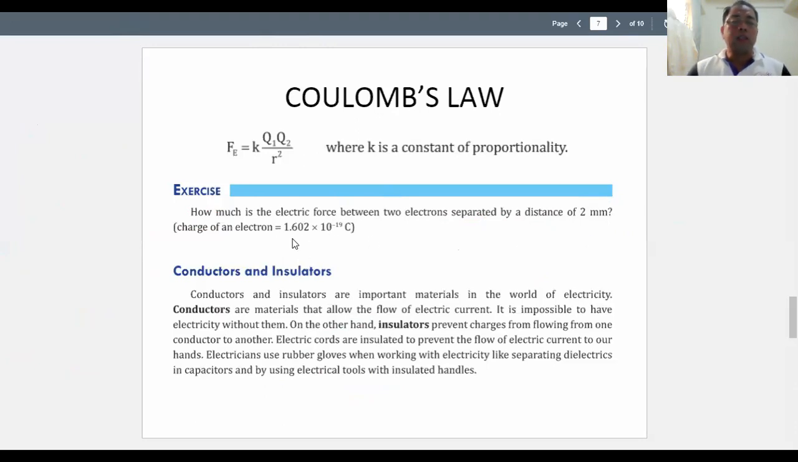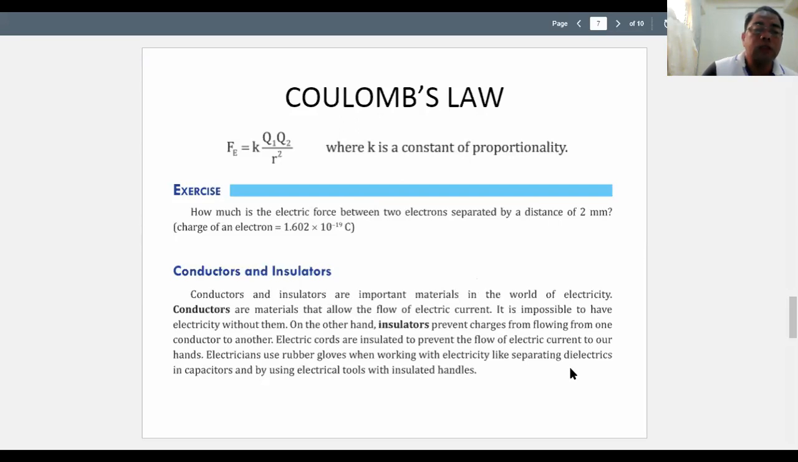Now, the electron has a very small charge, equivalent to 1.6 times 10 to the negative 19. Being an electron, you can consider that this is also a negative charge. We can answer this maybe later on.